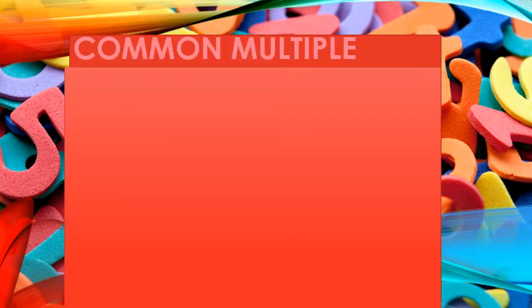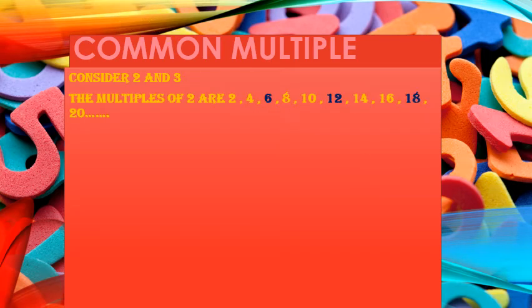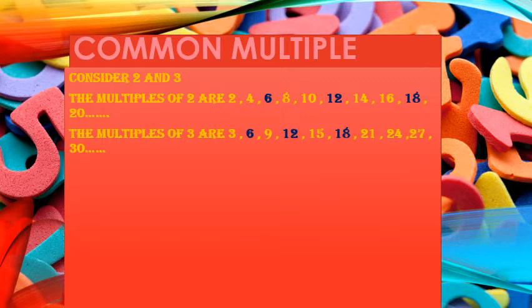We'll take two numbers, 2 and 3. For example, the multiples of 2 come as 2, 4, 6, 8, 10, 12, 14, 16, 18, 20 and so on. The multiples of 3 come as 3, 6, 9, 12, 15, 18, 21, 24, 27, 30 and so on. Have a look at these multiples.